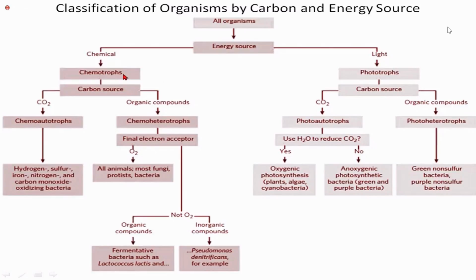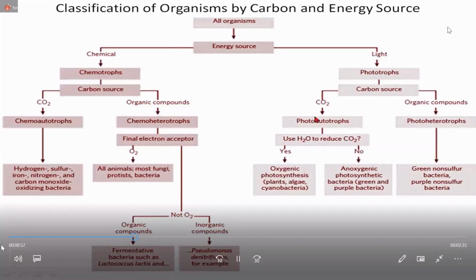Now these chemotrophs and phototrophs can be further divided into two subtypes based on the carbon source. If the carbon source is CO2, they are known as chemoautotrophs. If the carbon source is organic compounds, they are known as chemoheterotrophs. Similarly for phototrophs, if the carbon source is CO2, they are photoautotrophs, and if it is organic compounds, they are photoheterotrophs.